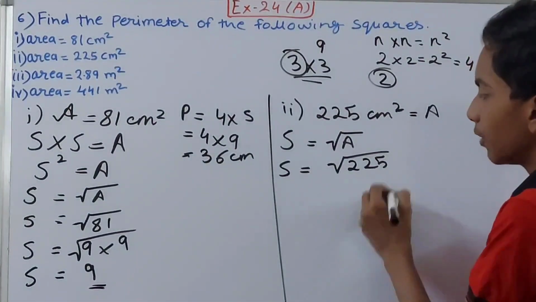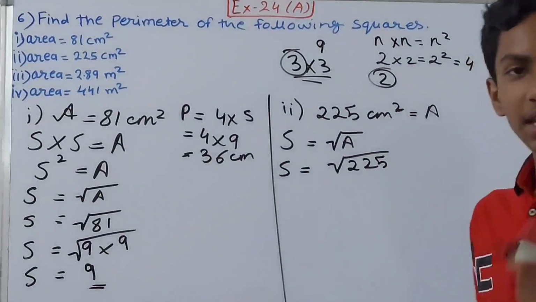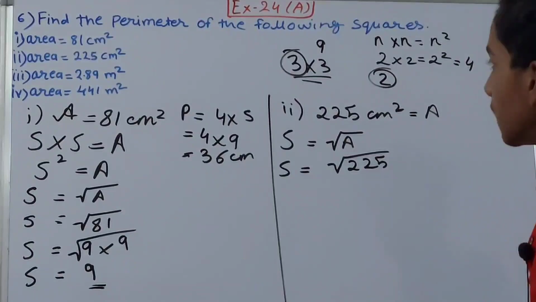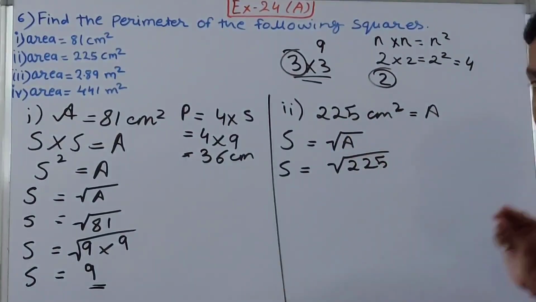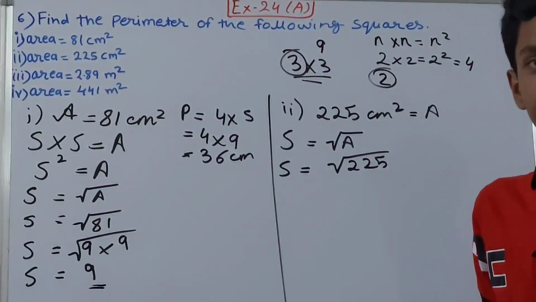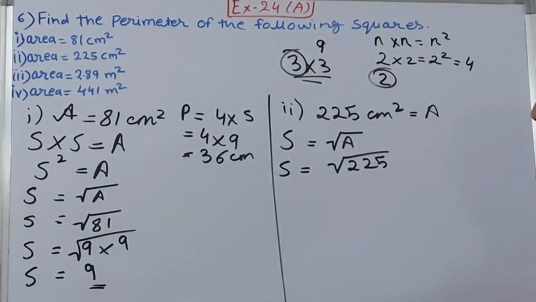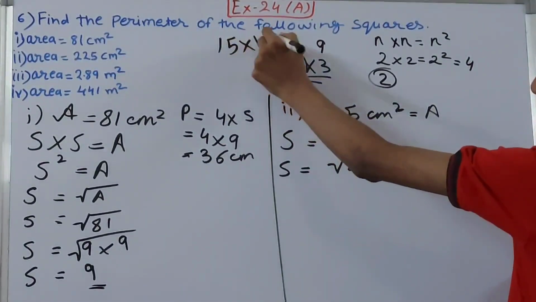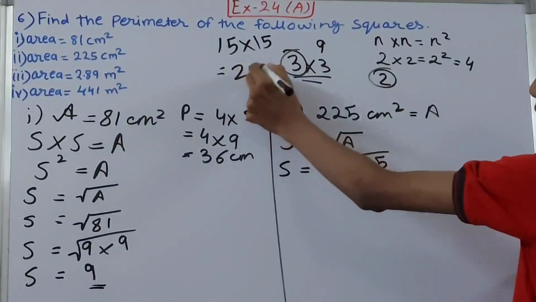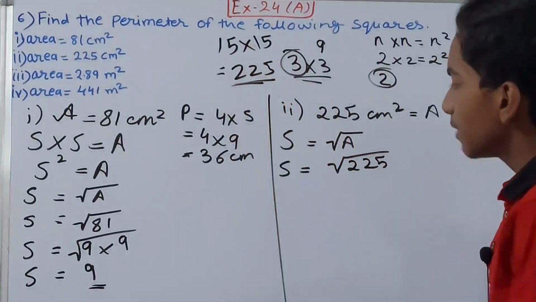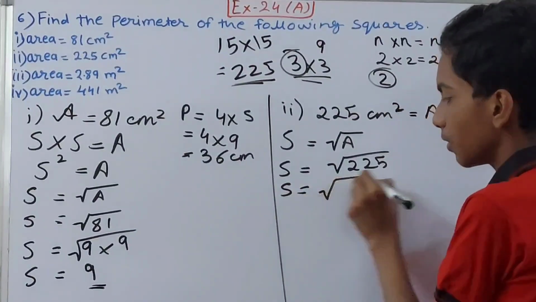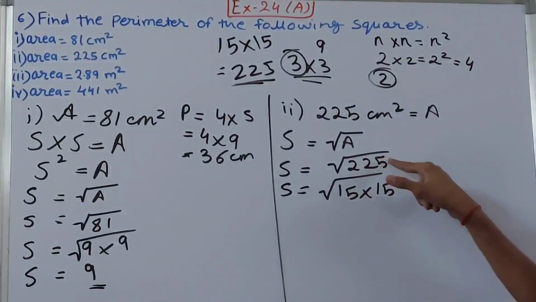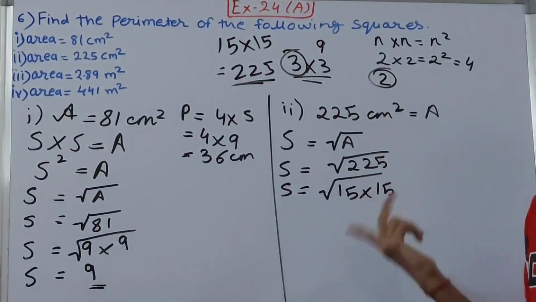So see here, now 225. Think of any number that will multiply twice so that we get 225. 9 is already done. 10 will give us 10 into 10, 100. 11 into 11 is again not going to give you 225. But you see that if we do 15 into 15, that will give us 225, right? So here we can write side equals under root of 15 into 15. Here it is 225 and here it is 15 into 15. Both of them are the same.